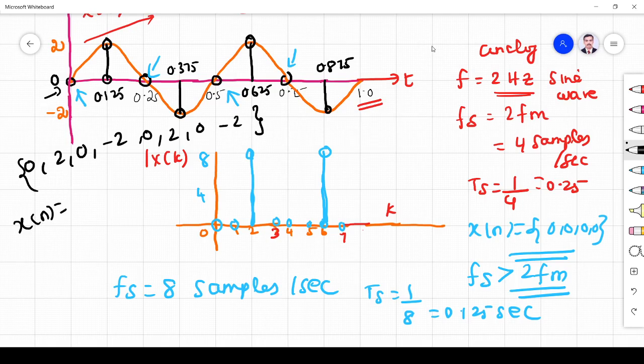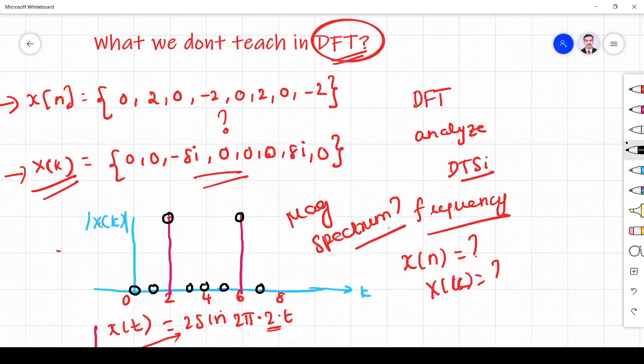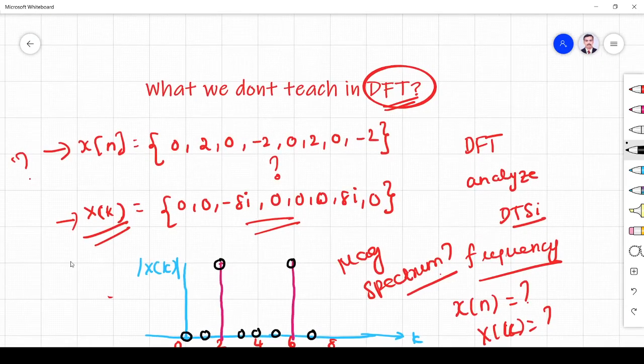Now you come to our problem. This is what I have given: x of n is equal to 0, 2, 0, minus 2, 0, 2, 0, minus 2. For that, now we find x of k. Now we understand what x of n means. This is the way x of n should be known. If we simply give x of n, the student doesn't know anything. But if we give it as an analog signal, then it will be really useful, and the student will know how we are getting this x of n.